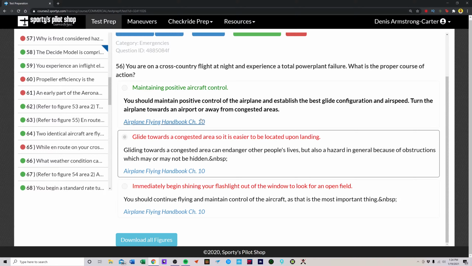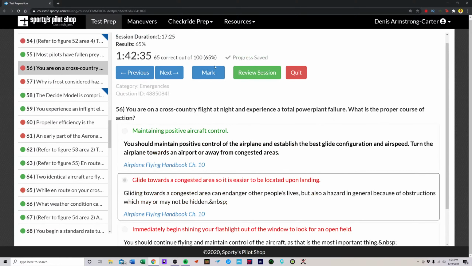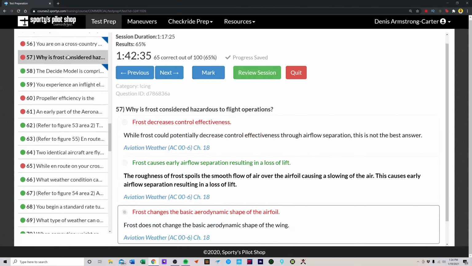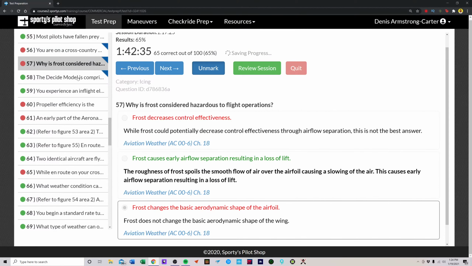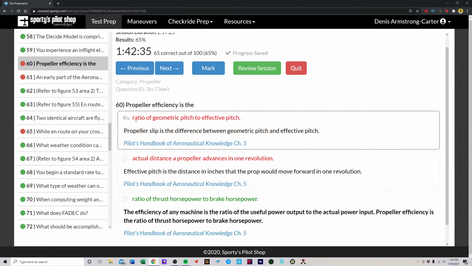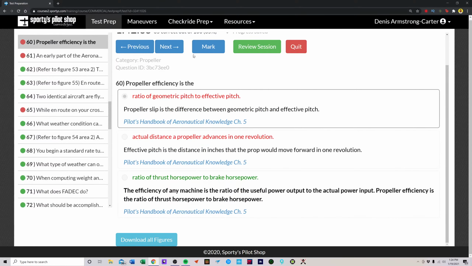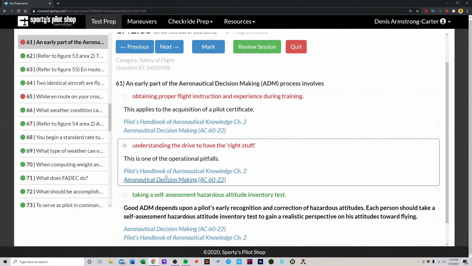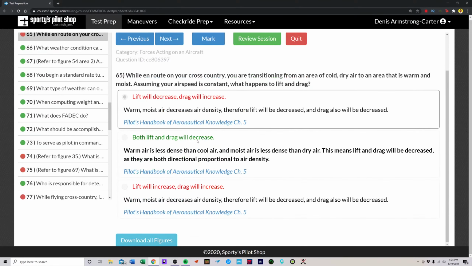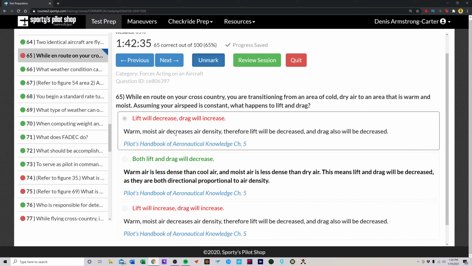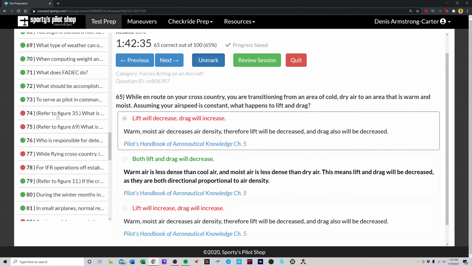Positive control, let's see. Interesting, alright. Frost. Loss of lift. I mean, yeah. Alright. Alright, I have to remember that one. Take a self-assessment hazard altitude. What the heck? Take a test. Alright. Interesting. Both lift and drag will decrease. They'll both decrease. So I should have selected that, but I contemplated myself thinking that's wrong.